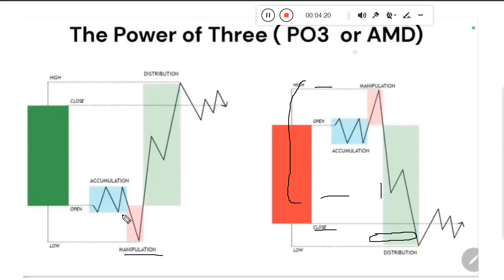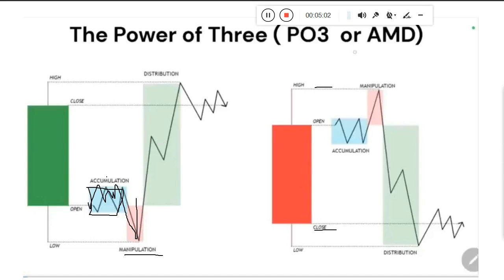Once the manipulation is done, you can start putting yourself on the trade, take your entry from there, and then take the distribution side of it. For the bearish candle, the market will open, then you have the manipulation to the upside, and you have the distribution to the downside. So that's the power of three, the psychology of the power of three. To see this pattern clearly, you need to go to the lower time frame. You will see the consolidation and you will see the manipulation.